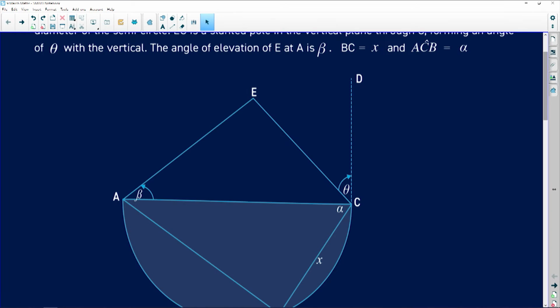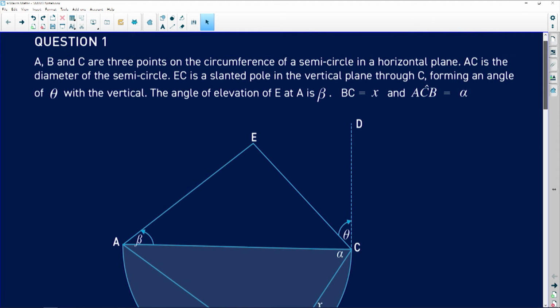You need to try and create a picture in your mind that will help you to see what is lying on the horizontal plane and what is lying on the vertical plane, because the angles that are lying on the horizontal plane can't interact with those that are lying on the vertical plane. Okay, cool. So let's see what is going on in this particular question.